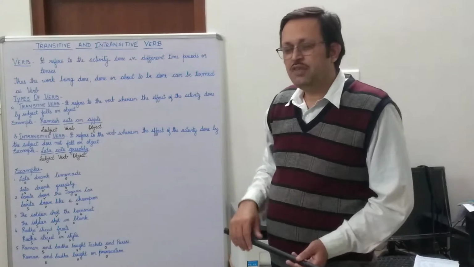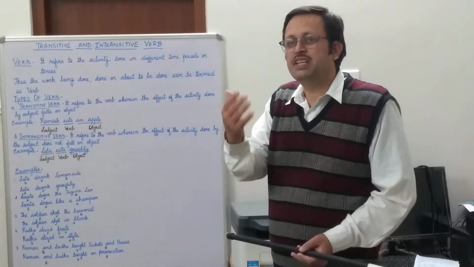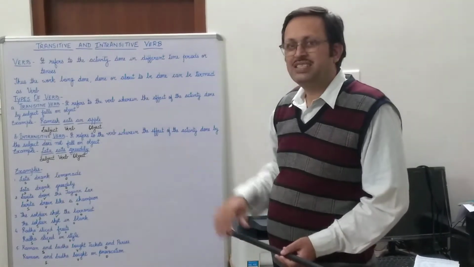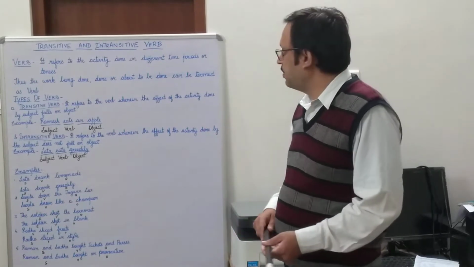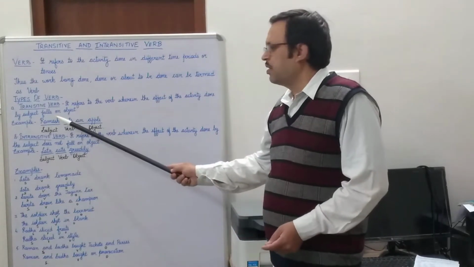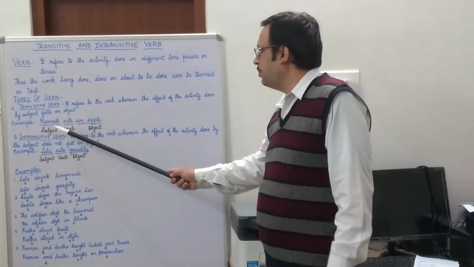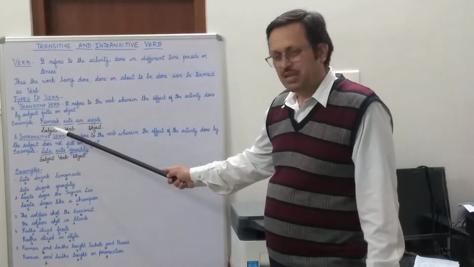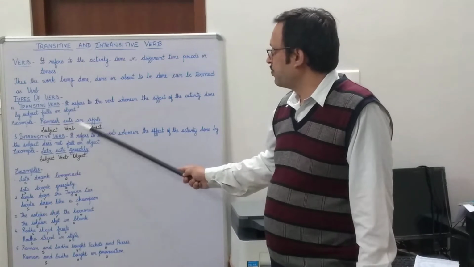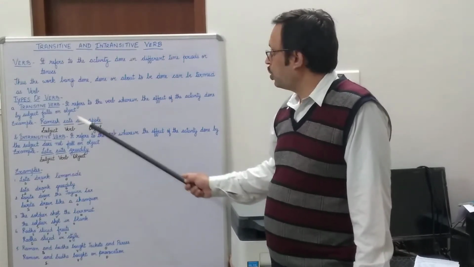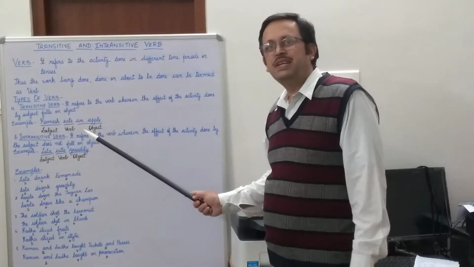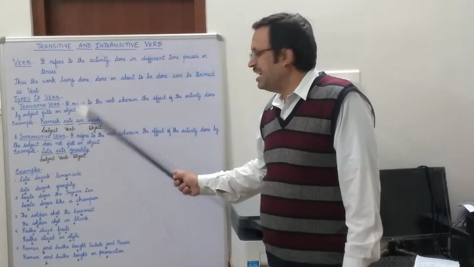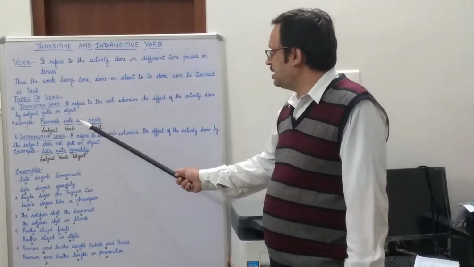Now you will be confused as how the effect of the activity is passing on to the object. Let us study with the help of some example. The example here is very simple example. I have taken Ramesh eats an apple. Here Ramesh is a subject, eats verb, and apple is an object. So what activity is being done? That is eat. Eat means something is being eaten, right?